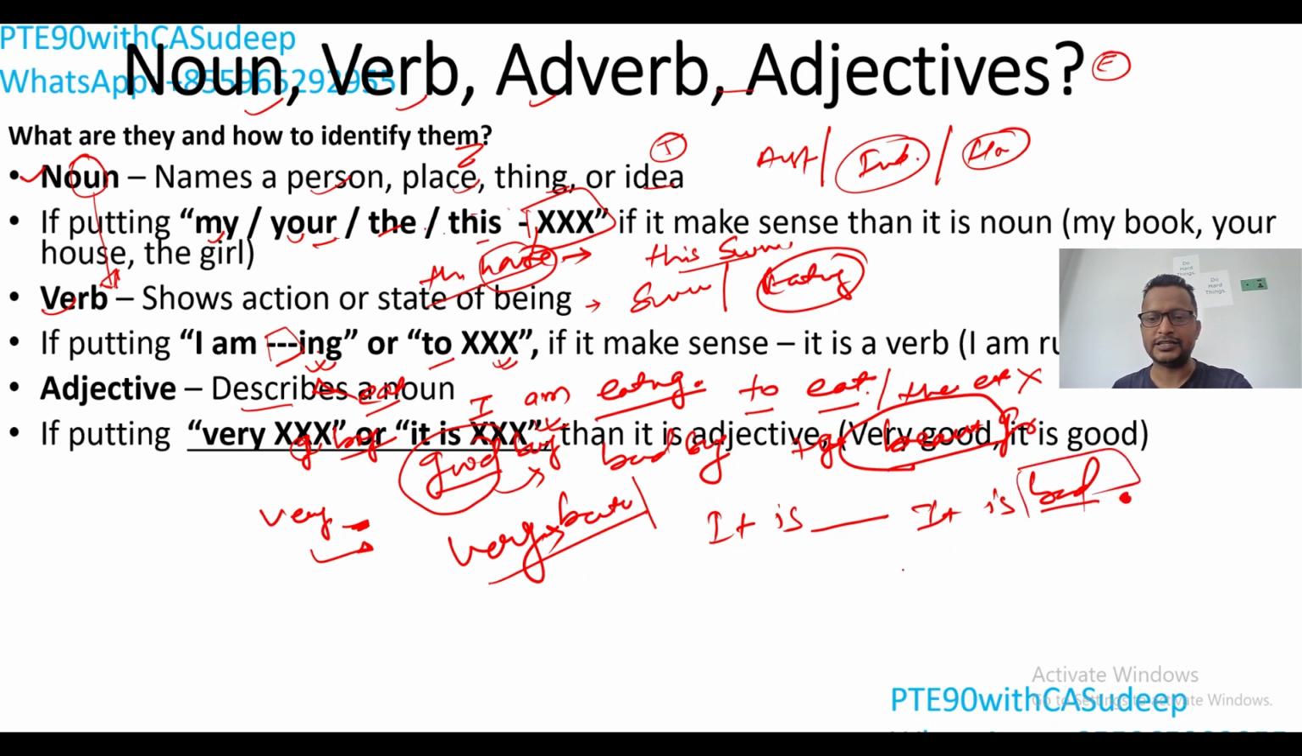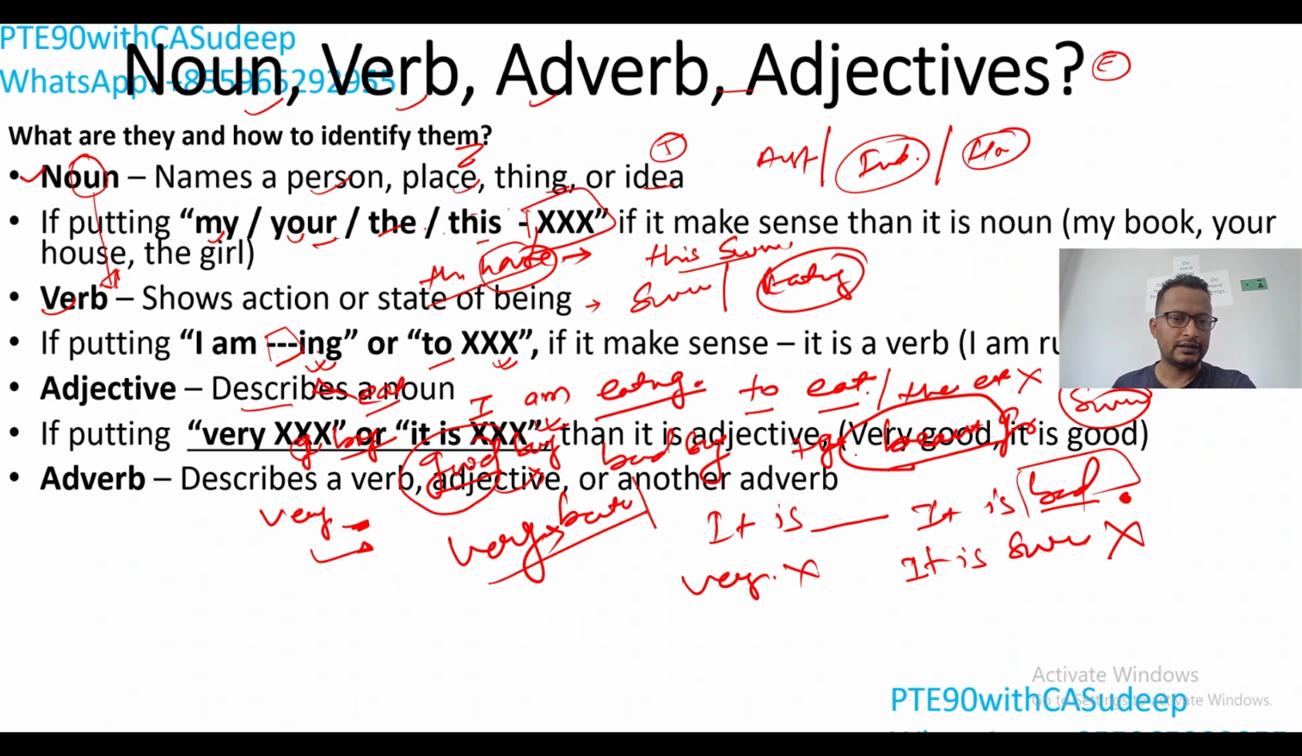Like swimming, right? Let's take swim. To check if it is an adjective or not, just put it is swim. Does it make sense? No, right? Very swim, for example. Does it make sense? No, right? So then swim or swimming is not an adjective, it is a verb.